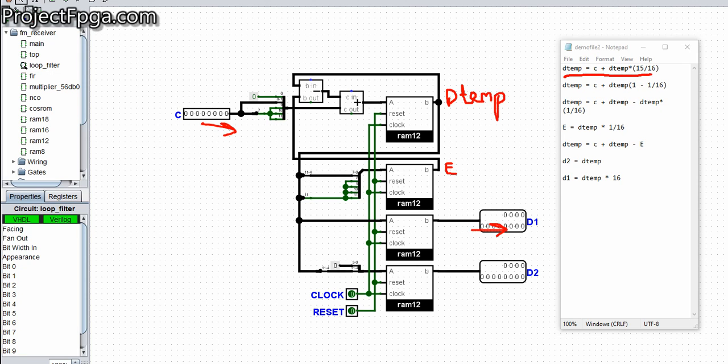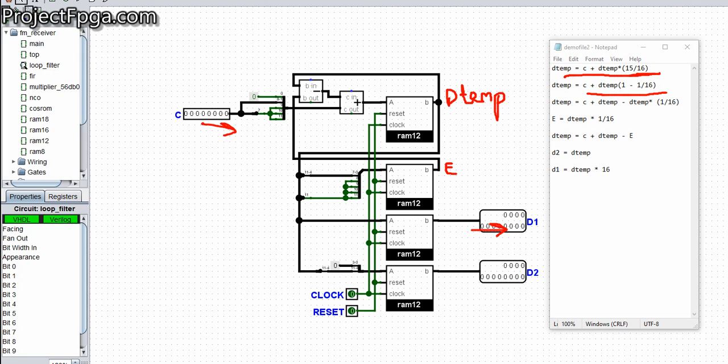This is the formula for the filter. Expanding this 15/16, you get D temp equals C plus D temp times (1 minus 1/16). Now expanding it further, opening this bracket, you get C plus D temp times 1 minus D temp times 1/16. Let's assume that E is equal to D temp times 1/16. Then D temp is equal to C plus D temp minus E, that is D temp minus D temp times 1/16. So at the end, D2 is equal to D temp.